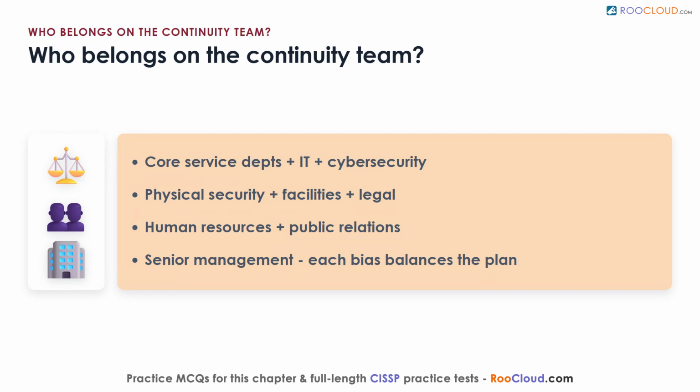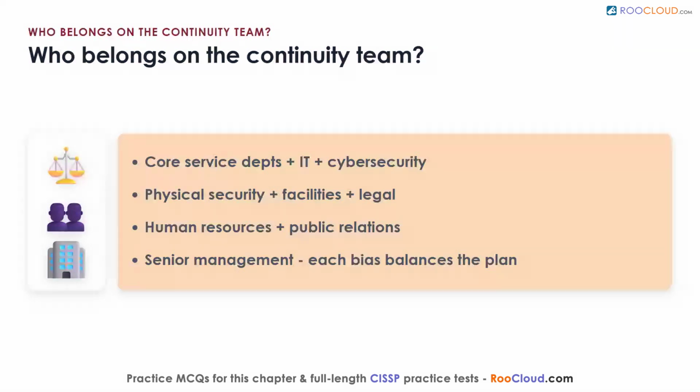You want representatives from the core service departments and the functional areas your analysis surfaced. You want IT and cybersecurity experts who know the plan's technical ground. You want physical security and facilities, staff who guard the buildings. You want attorneys who understand your legal, regulatory, and contractual duties. You want human resources to handle staffing and the human toll, and public relations to manage messaging to the public. And you want senior management to set the vision and free up resources.